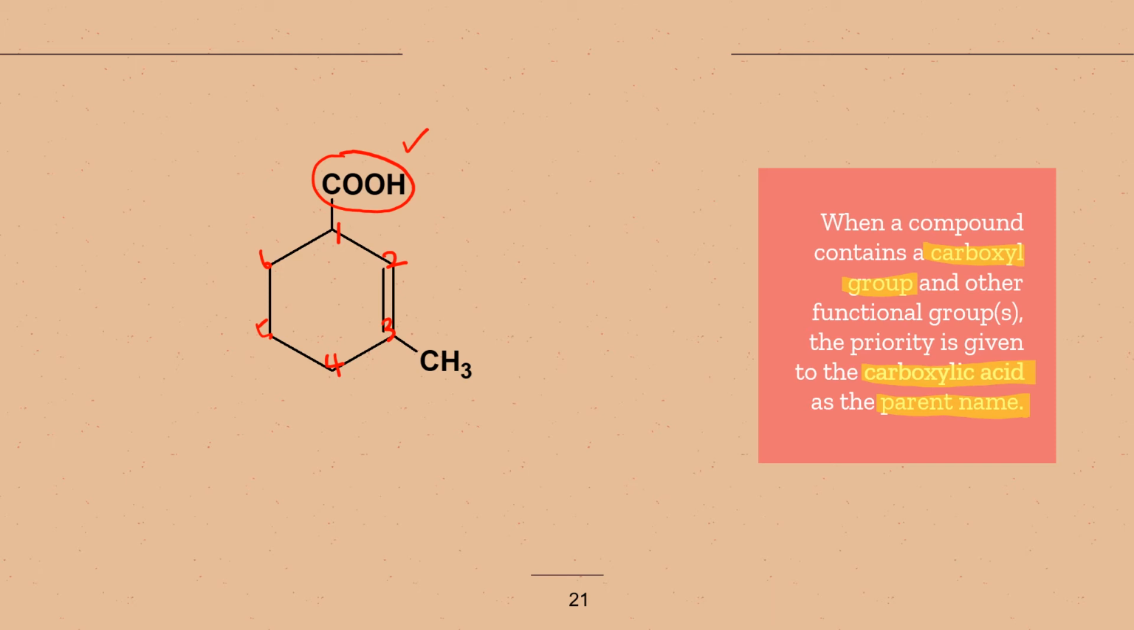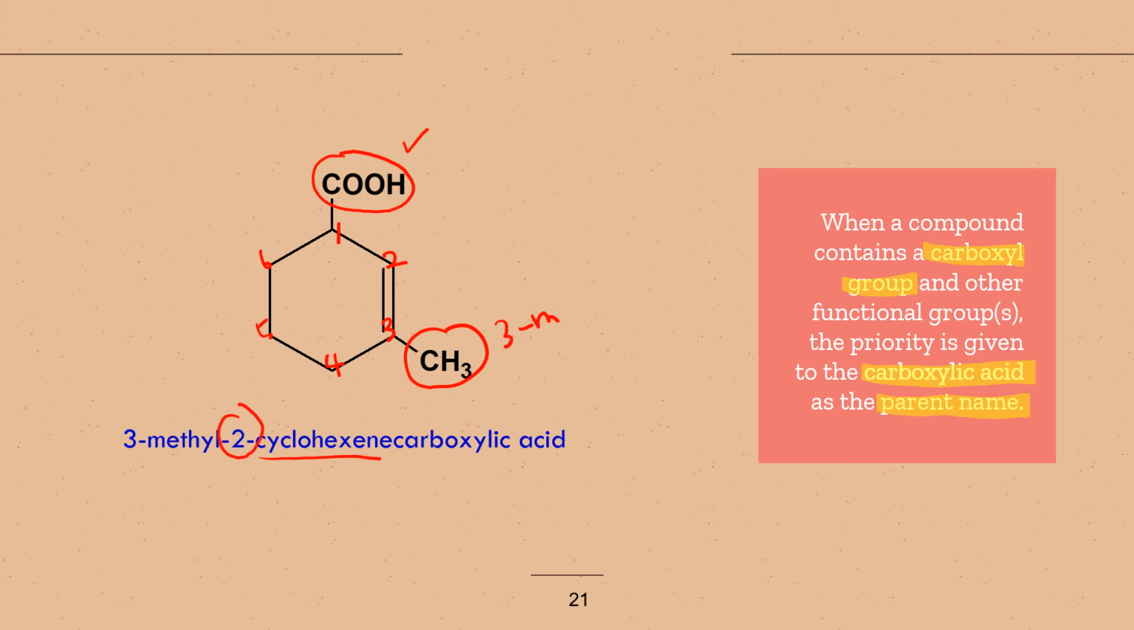So, the name of this molecule will be 3-methyl 2-cyclohexene carboxylic acid. Kenapa? Because we have a methyl substituent on the third position. Okay, the ring name is cyclohexene, dan dua ini adalah untuk indicate the first location of the carbon-carbon double bond in the cyclohexene. So, 3-methyl 2-cyclohexene carboxylic acid.